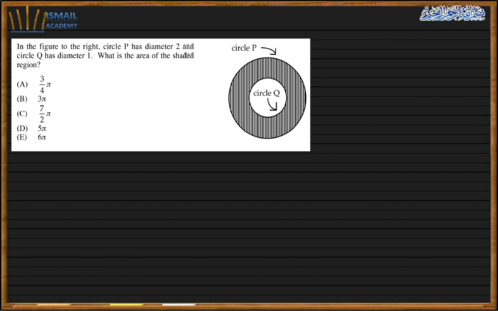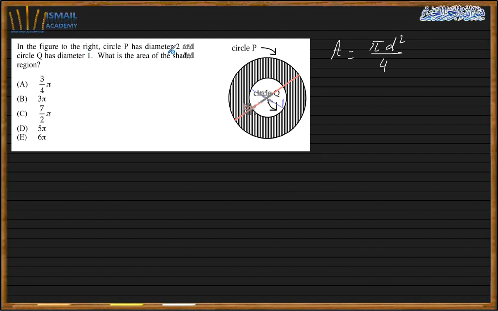In the figure to the right, circle P has diameter 2. So we have the diameter here is 2. And here we have diameter 1. So the diameter here is 1. Alright, we know that the formula of the area using the diameter is pi times d squared over 4. So this is the area.